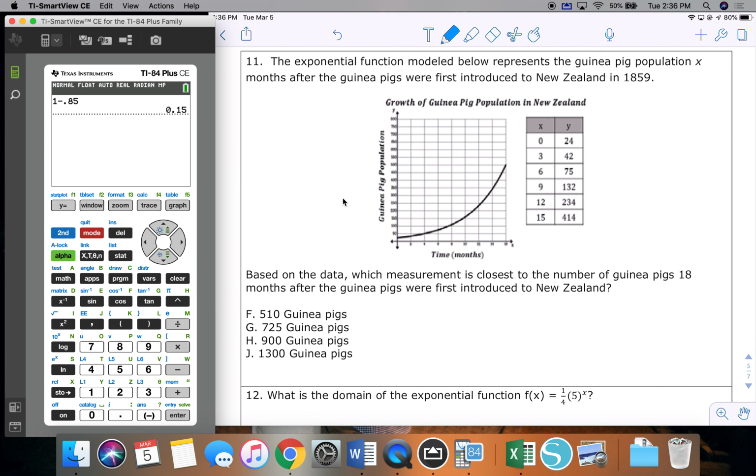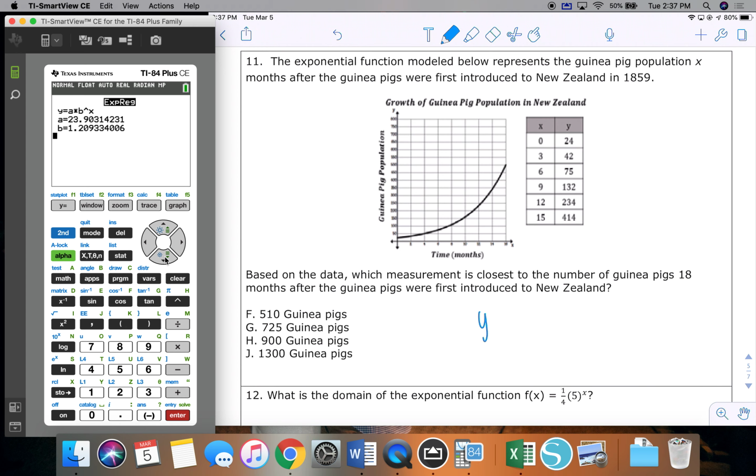Problem 11, we're talking about a problem about guinea pigs. So we have the exponential function below. They give us a table and a graph, and they ask us, based on this, which one is the closest to the guinea pigs after 18 months. So I'm going to go to Stat Edit and run a regression. I'm going to plug my table in like I see it. And then I'm going to do Stat, scroll to Calc, option 0 is ExpReg.